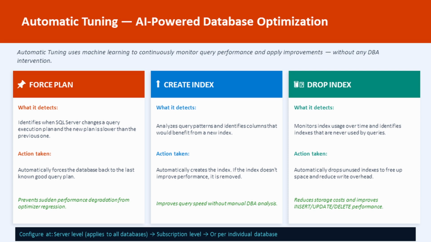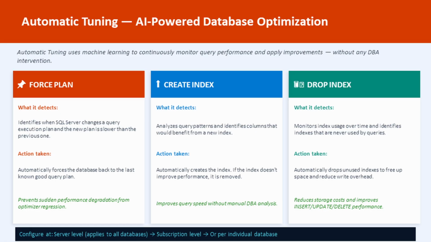There are 3 specific tuning actions that automatic tuning can perform. The first is force plan. SQL Server's Query Optimizer generates an execution plan for every query, a step-by-step strategy for retrieving the data.